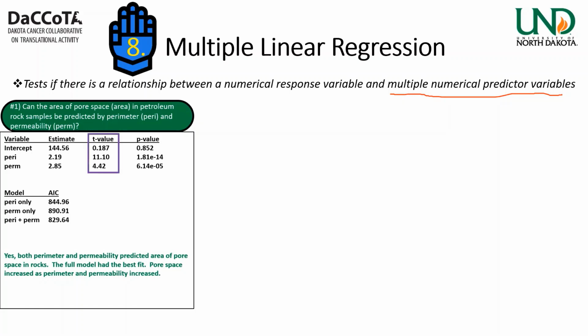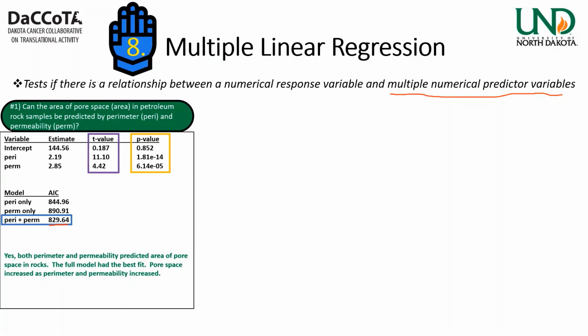So we're going to start by looking at our perimeter and permeability, and it looks like both are significant. But then what we're going to do here is actually compare models using what's called AIC scores. And it turns out that the full model has the best fit. So lower means better fit. You just have to get used to that. And so we could say that pore space increases as perimeter and permeability increased.